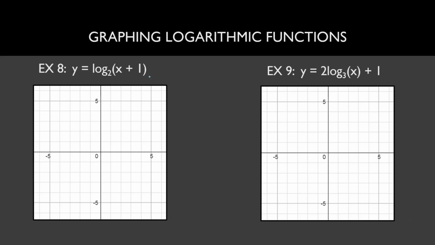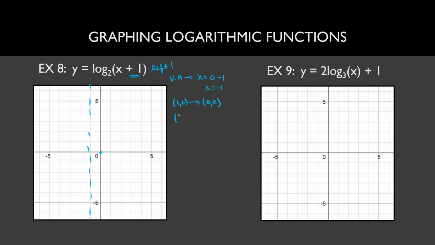All right, so we can also graph these. This one is going to be moving to the left 1. So that means my vertical asymptote is going to move. Instead of being at x equals 0, it'll be at x equals -1. So I'm going to mark that to start with. Okay, and then normally we had the point 1, 0, but if I move it to the left 1, I'll end up at 0, 0.